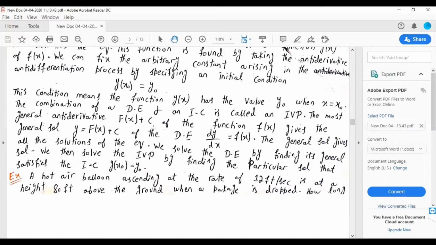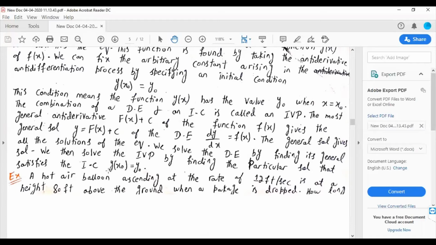general antiderivative f of x plus c of the function f of x gives the general solution of the differential equation. The general solution gives all the solutions of the equation, and we can solve the differential equation by finding its general solution. We then can solve the initial value problem by finding the particular solution that satisfies the initial condition y of x naught equals y naught.